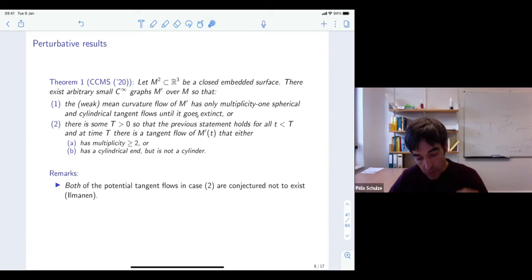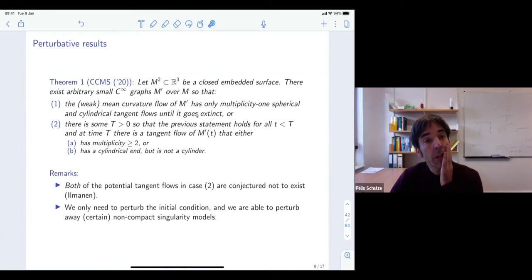Now you could try to say, maybe I can perturb away these, and maybe you can even perturb away higher multiplicity. These are still options that you can try. You try not to prove the full conjecture, but to prove that generically this is still true. So this is work in progress. The important thing is we only need to perturb the initial condition. We can just wiggle the initial condition, and then, for the experts here, we can more or less perturb away these asymptotically conical singularity models.